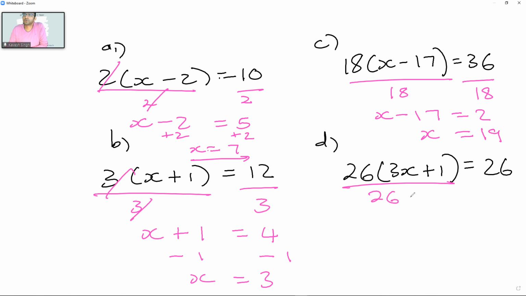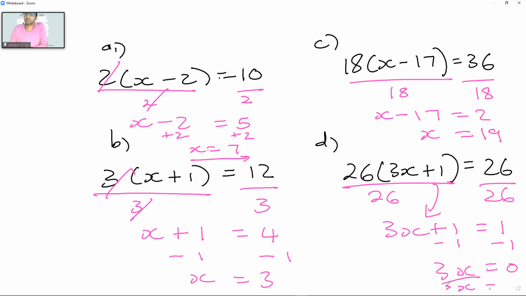The next one, I divide by 26 on both sides, and this one becomes 1. And I'm left with 3x plus 1. Came out of the bracket now. I now minus 1 on both sides, and I'm left with 0 on the right-hand side and 3x. The only number x can be is 0, because if I divide this by 3 and I divide that by 3 as well, it will become 0. Okay?